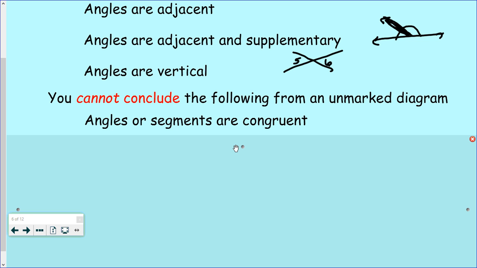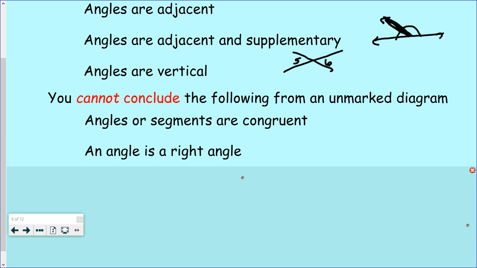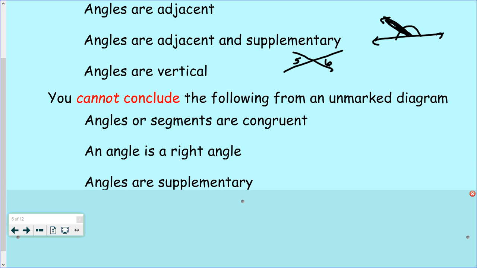The only type of angles that we can do that with are the vertical angles. Vertical angles are always congruent, and they're always created by two intersecting lines. We cannot conclude that an angle is a right angle. Just because it looks like a right angle does not mean it is a right angle. And the third thing at this point that we cannot conclude, we cannot say two angles are supplementary. Just because they look like they're supplementary doesn't make them.